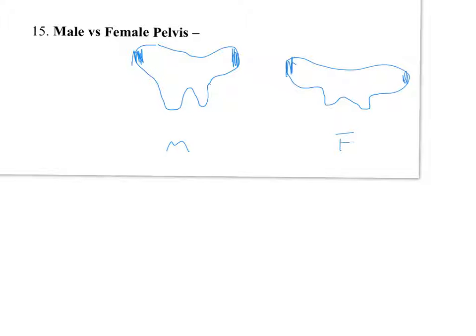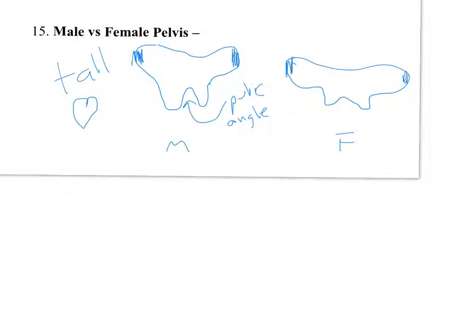Nonetheless, in a male on the left here, the male's pelvis is tall and more heart-shaped. Probably the most important thing you're going to examine on a diagram is the pubic arch or pubic angle. In the male, this should be less than 90 degrees. It should be somewhat acute.